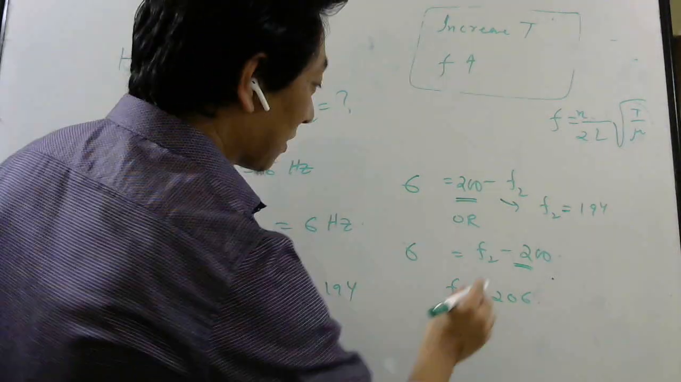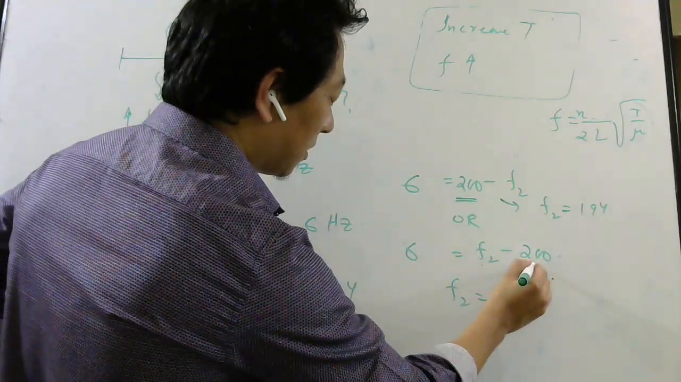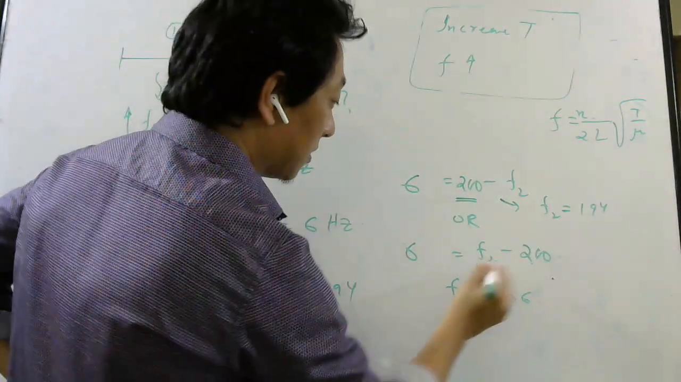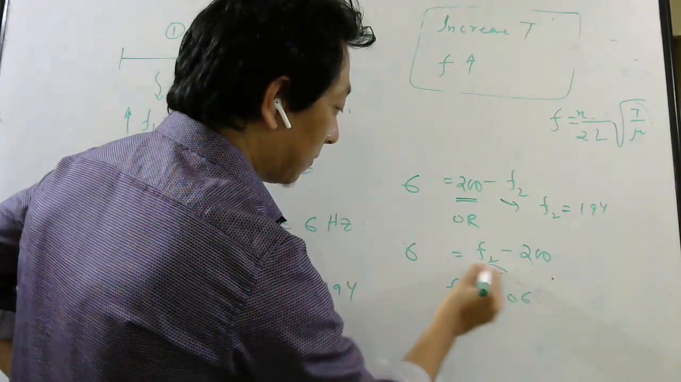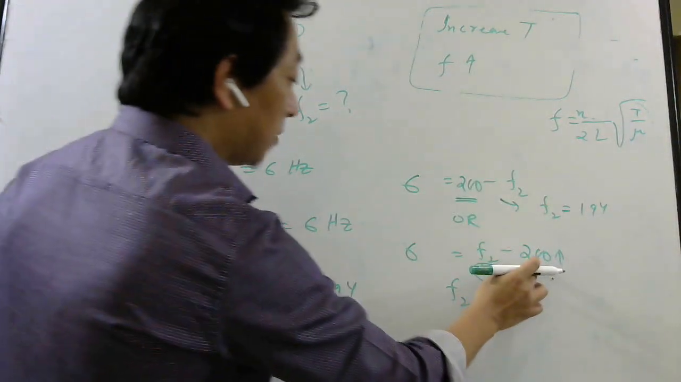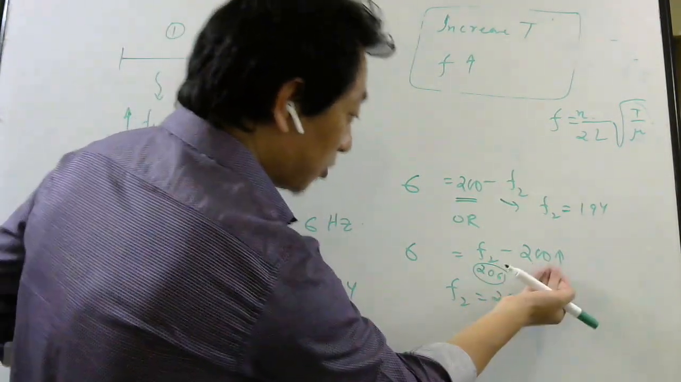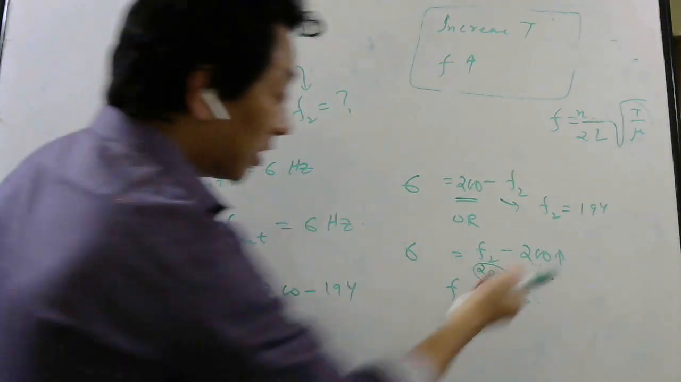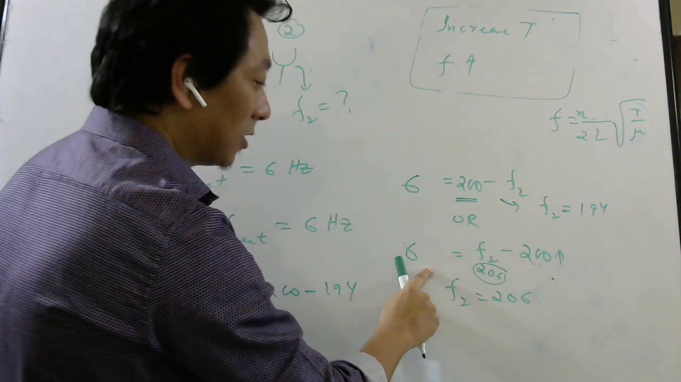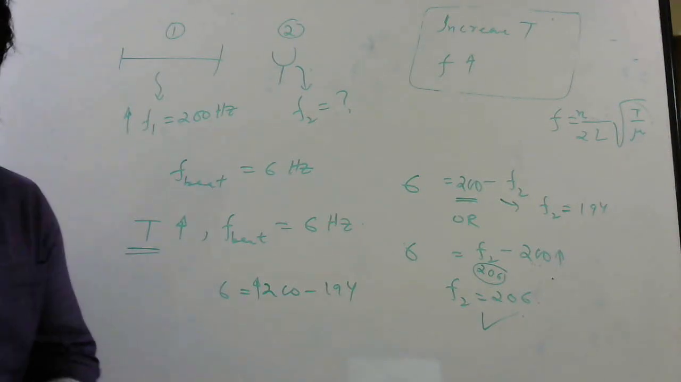But now you see here. Right now, F2 is 206, and this is 200. Now, they have increased the frequency of the string. So if this increases, and keeps increasing, when it becomes 212, then 212 minus 206 can again give you 6. Frequency is always positive. So this is the right equation which we have to use. This is the answer. Okay, I hope none of you are confused.